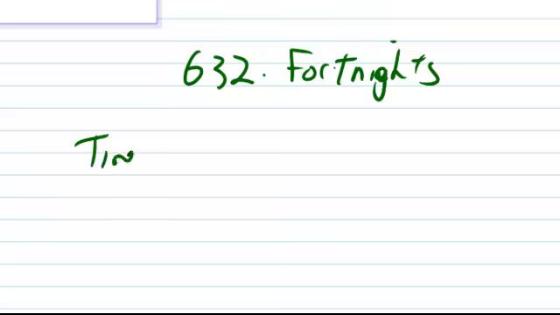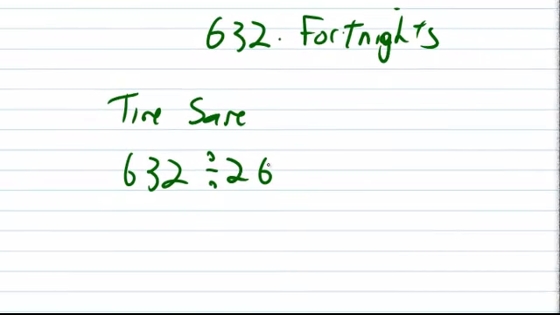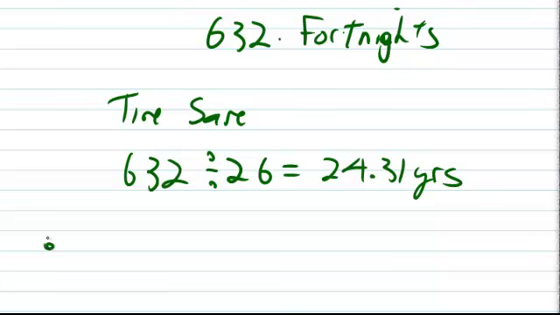So the time that you save is going to be 632 divided by 26, because there are 26 fortnights in a year. You get it back to a yearly figure, because then you can compare it to your first loan. So that's 24.31 years. Therefore, to find the saving, you start off with 30, take away 24.31, and you'll save a grand total of 5.69 years.